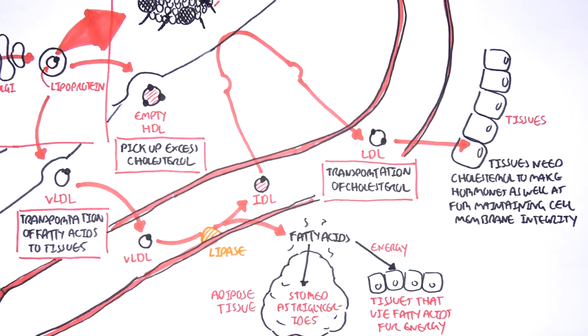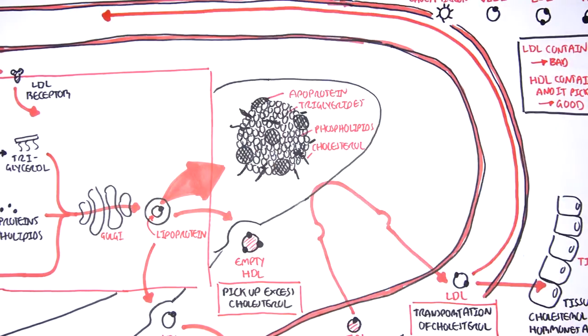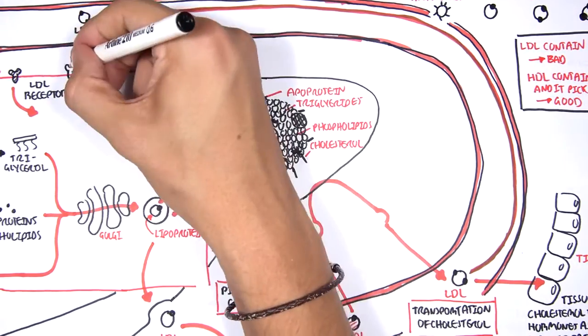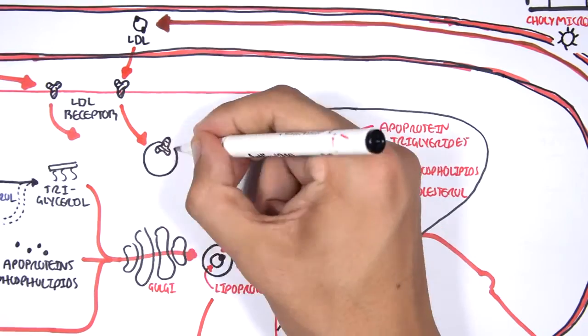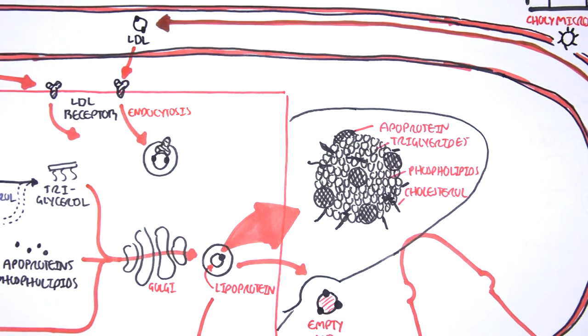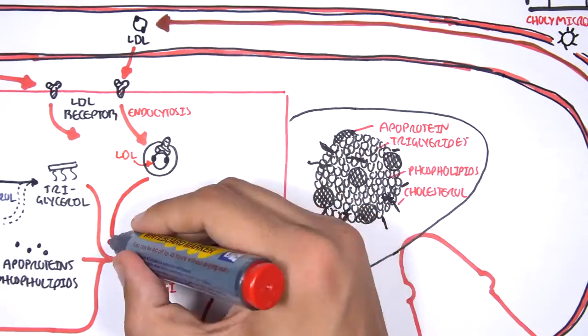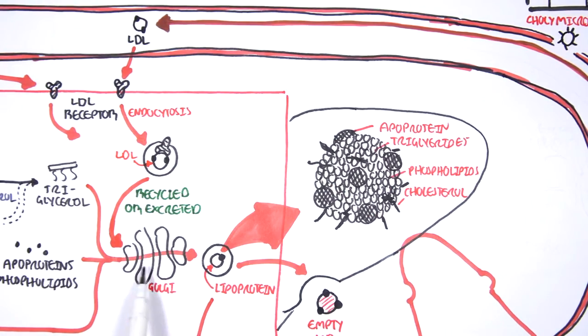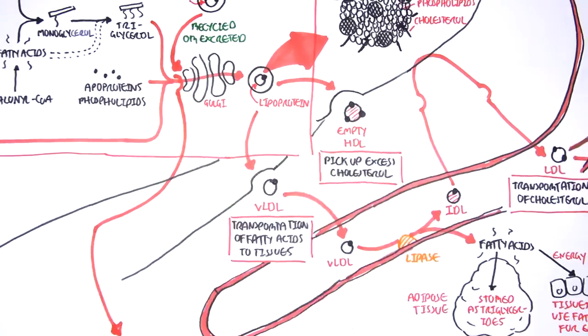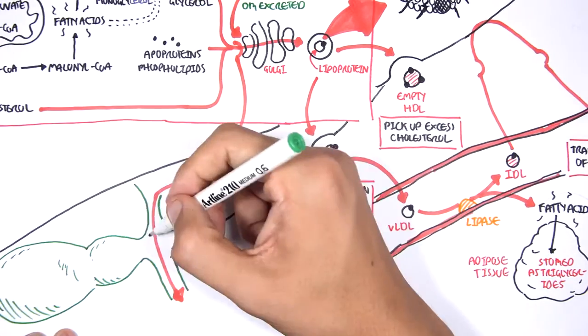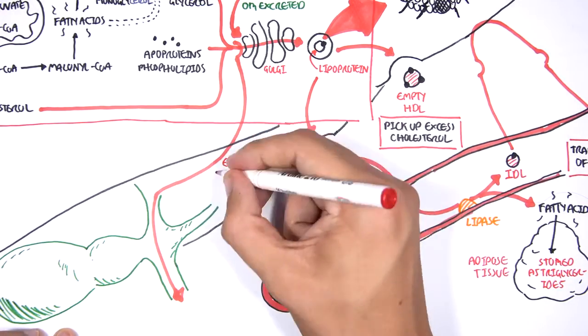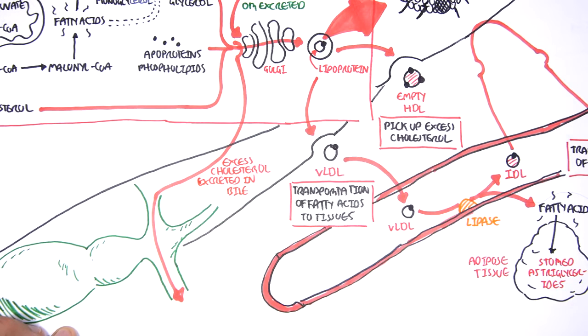So after LDL gives these tissues cholesterol, LDL can then return to the liver by binding onto LDL receptors, and it gets endocytosed. So here we have our LDL. The LDL can then either be recycled in the Golgi apparatus to make more lipoproteins, or can be excreted through bile. Excess cholesterol gets excreted in bile because the body knows when there is a lot of cholesterol, and so this is one way of basically excreting cholesterol through bile.